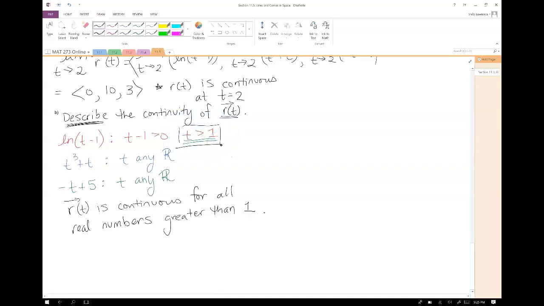since this was the only restriction we found within our components. If your restrictions are stated as values t cannot be equal to, then instead of describing where it is continuous, you can also describe where it's discontinuous. So it would also be acceptable to say that our vector valued function r of t is discontinuous for all real numbers less than or equal to 1. That would be equivalent and perfectly acceptable.